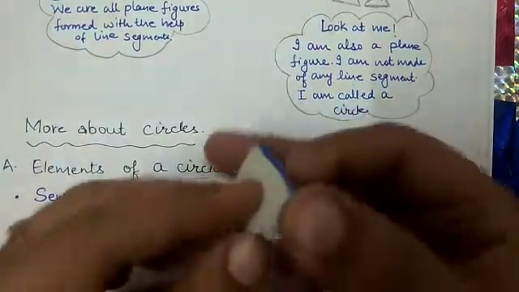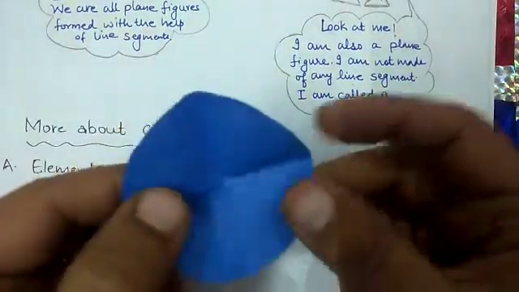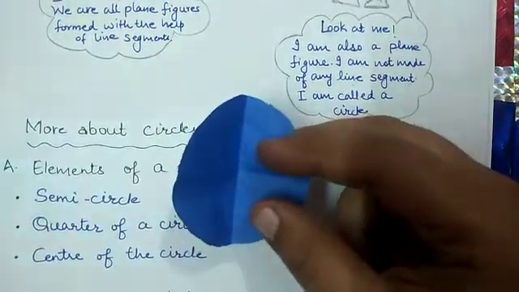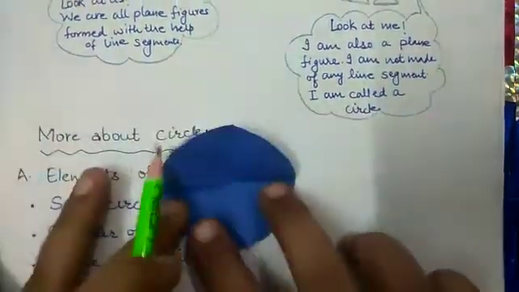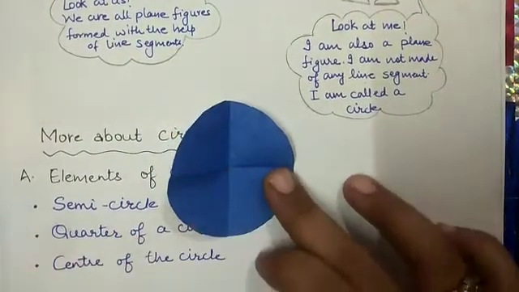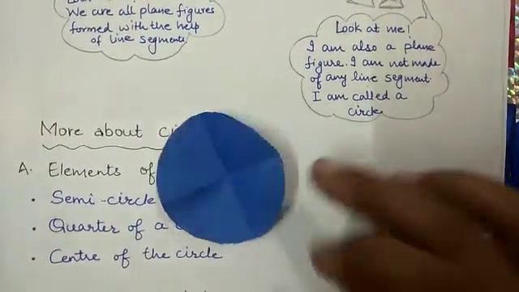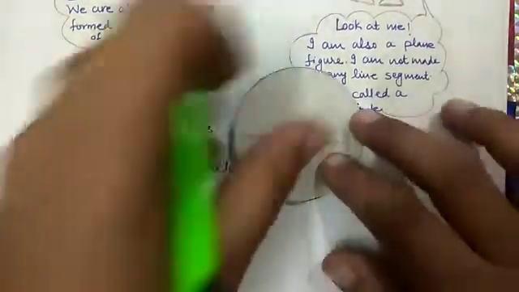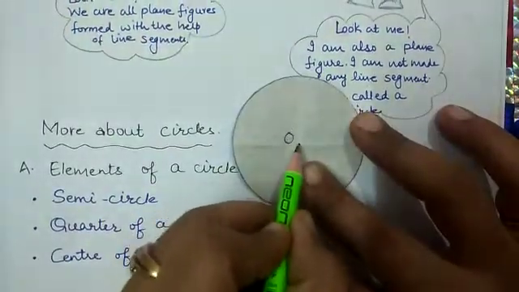And after folding the circle in this way, we have obtained a point in the center. This point is known as the center of the circle. Now I am marking this center as O.